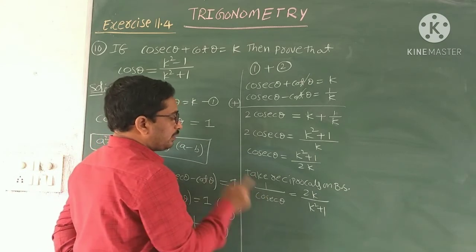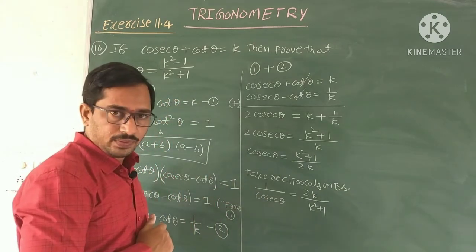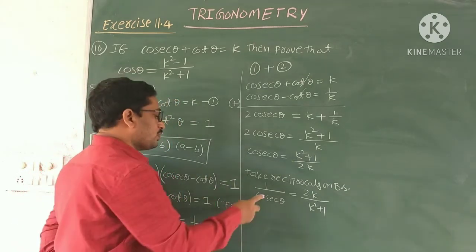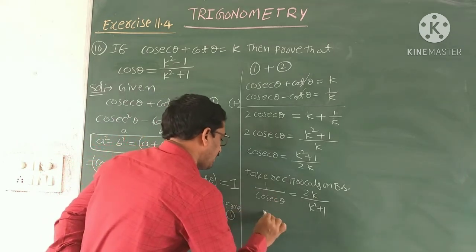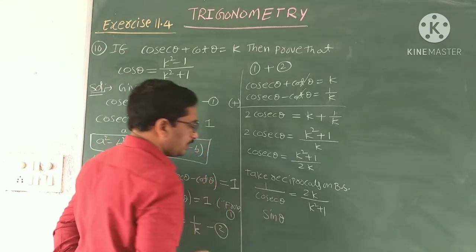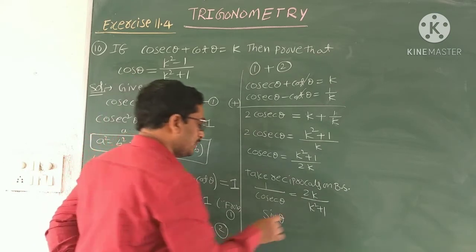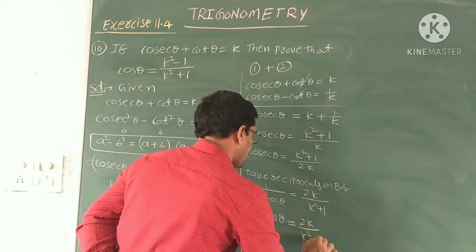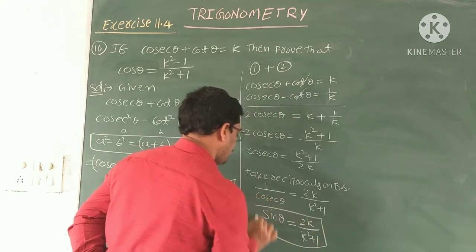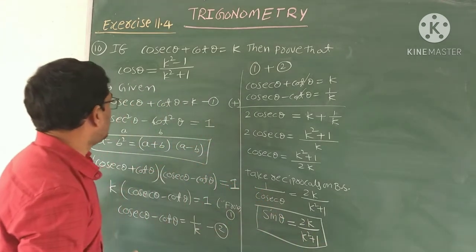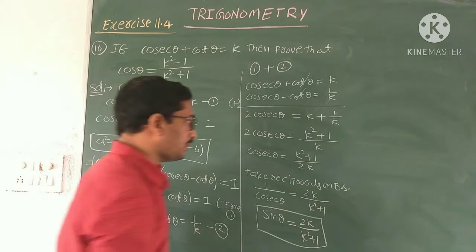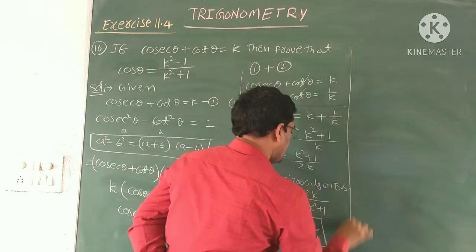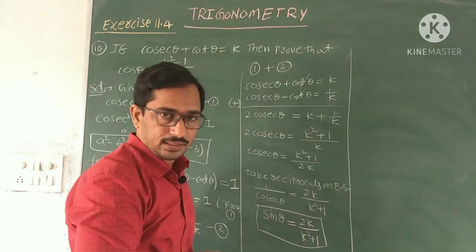But what is 1 by cosec theta? The value of 1 by cosec theta is sin theta. So sin theta equal to 2k by k square plus 1. Now this is the sin theta value, but we need it in terms of cos theta. See the problem. So what is the relation between sin theta and cos theta?